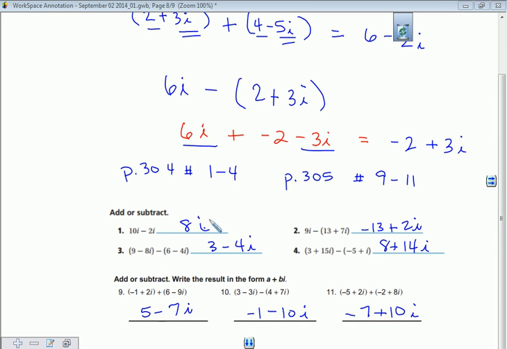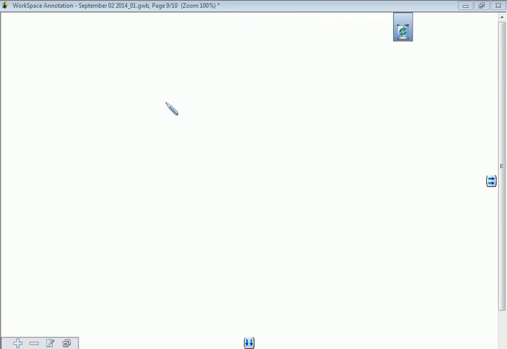Alright, take a look. Did you get 8i? Negative 13 plus 2i? 3 minus 4i? 8 plus 14i? 5 minus 7i? Negative 1 minus 10i? Negative 7 plus 10i? Awesome.